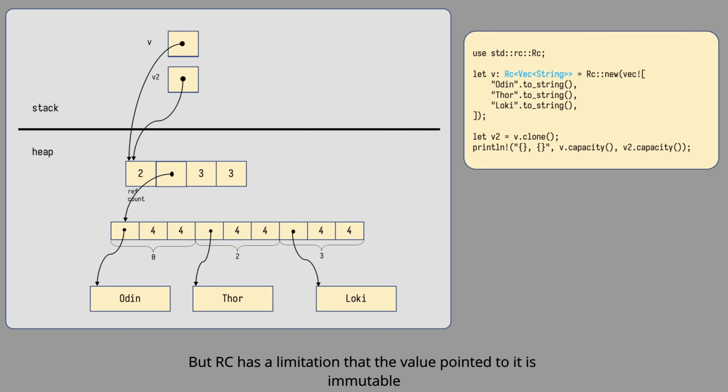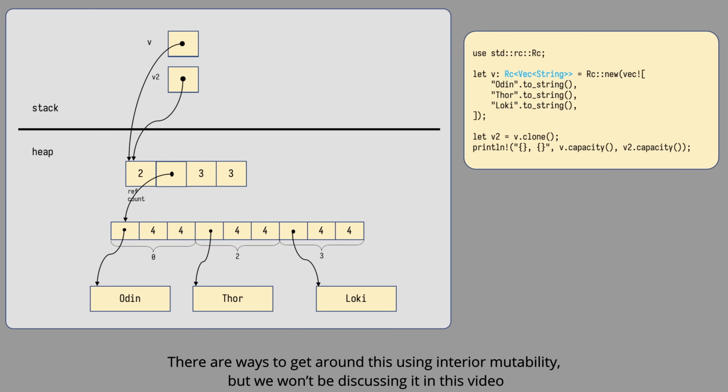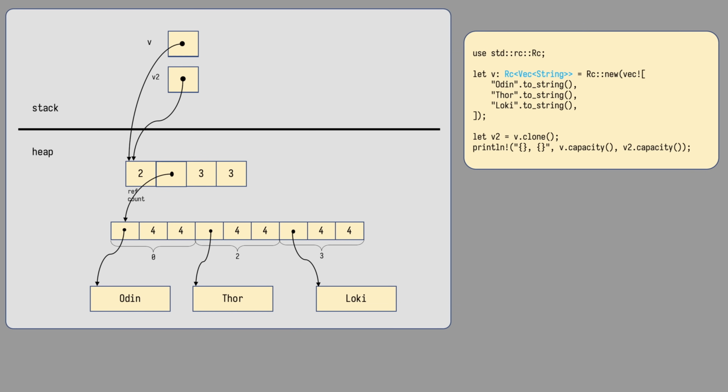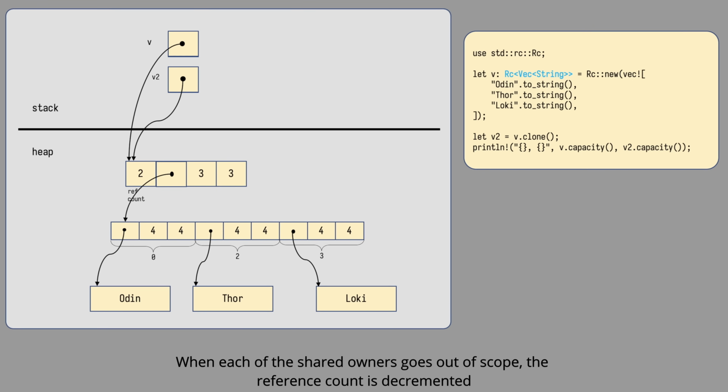But RC has a limitation: the value pointed to by it is immutable. There are ways to get around this using interior mutability, but we won't be discussing it in this video. When each of the shared owners goes out of scope, the reference count is decremented, and when it becomes 0, the entire heap value will be deallocated.